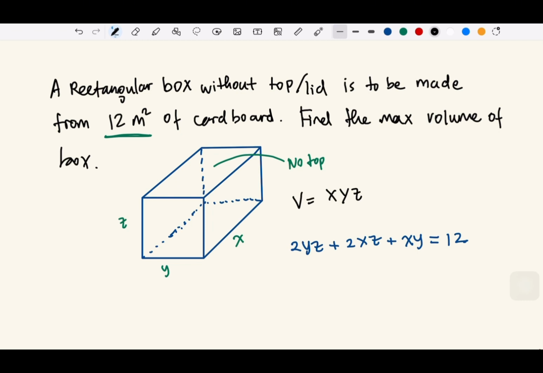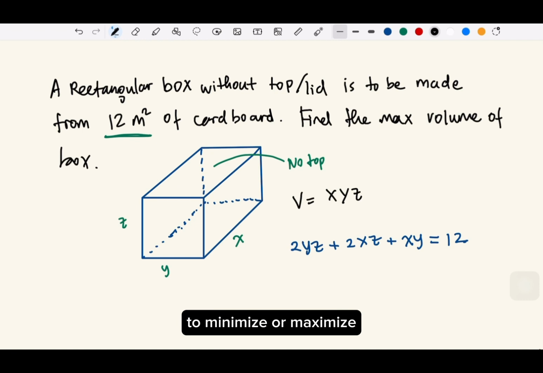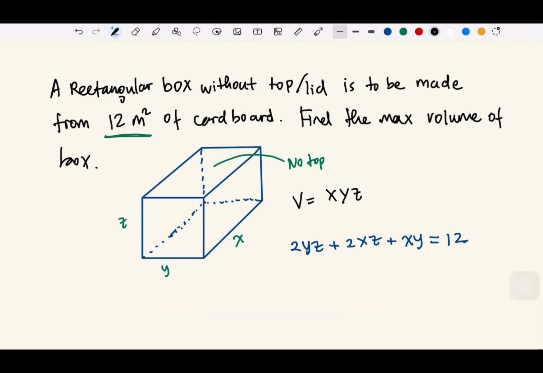Now, to minimize or maximize, we have three variables here, x, y, z. But our z, or our x or our y, we can substitute from here. So we can solve maybe for z and then substitute to this z here. So we can solve this z.